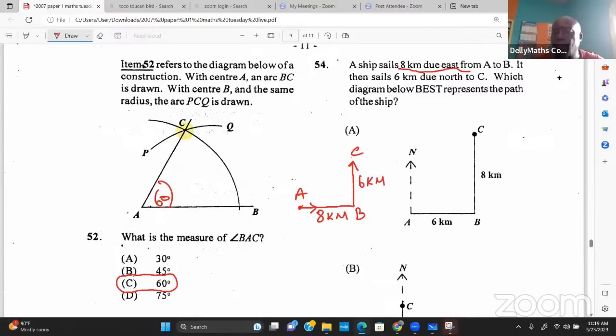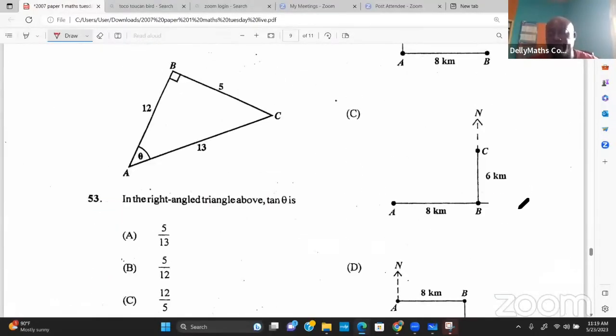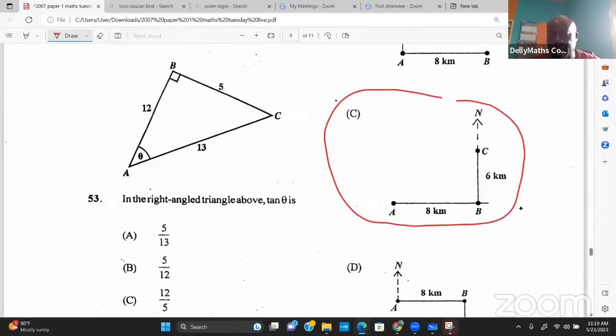Which diagram below best represents the path? I'm going to be looking for this. So I'm going to go to the right to B and then 6 up. So 8 to the right to B and then 6 up. We're looking for that, looking for that. And I'm seeing it. Here it is. Right here. There it is. We went to B and then to C, 8, 6.